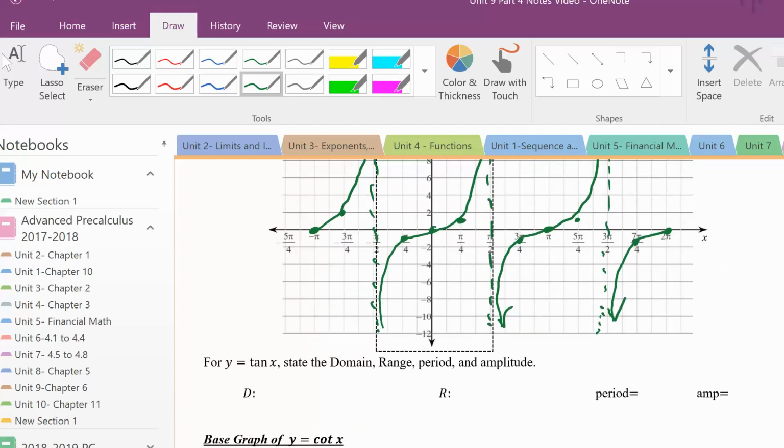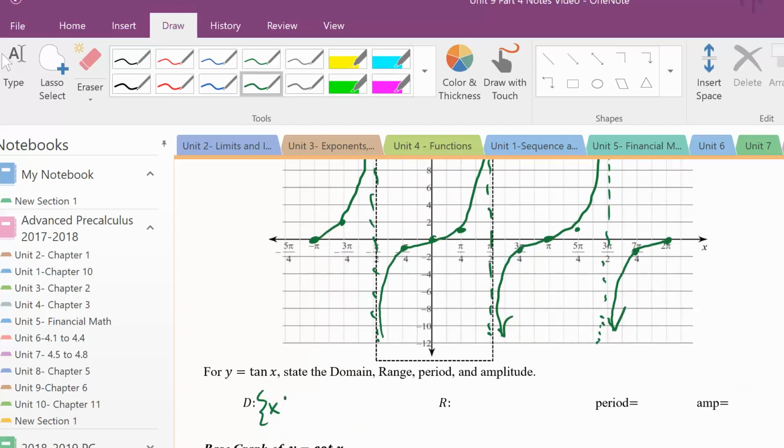The domain, well, the domain is the x's such that x are real numbers. And notice the vertical asymptotes are, if you look at the first one's at pi over 2 and then you add pi, so x cannot equal pi over 2 plus pi k, where k is an integer. The range is negative infinity to infinity. The period, if you notice now, it repeats itself after pi, and there's no amplitude.